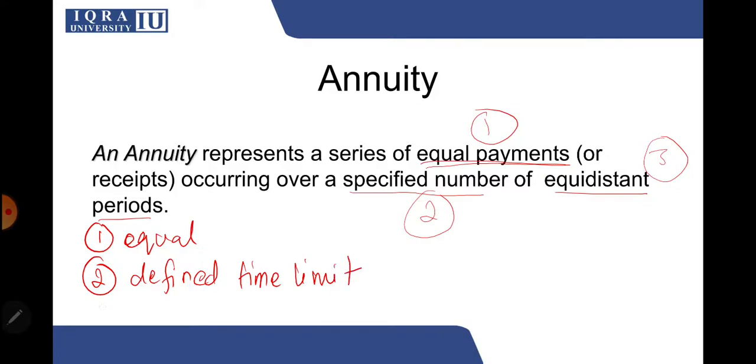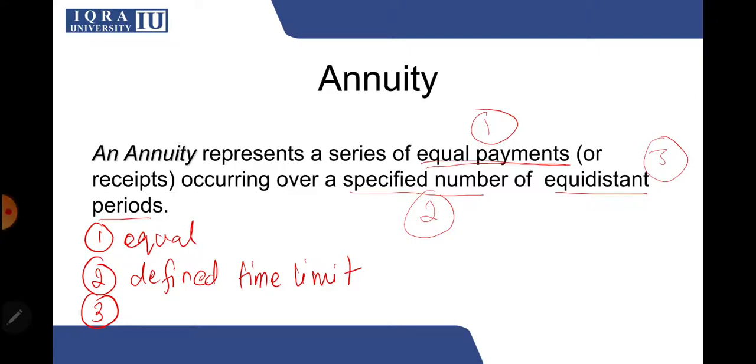time limit. And the third characteristic is that it has to be equidistant. Equidistant means that if, let's say, one payment is coming on the 31st December on the year end, then every payment is going to come at 31st December, which is the end of the year. So the gap will be 1 year. If one payment has come on 31st December of 2019, the next payment will come on 31st December of 2020. And equidistant period means that the time gap will be the same.